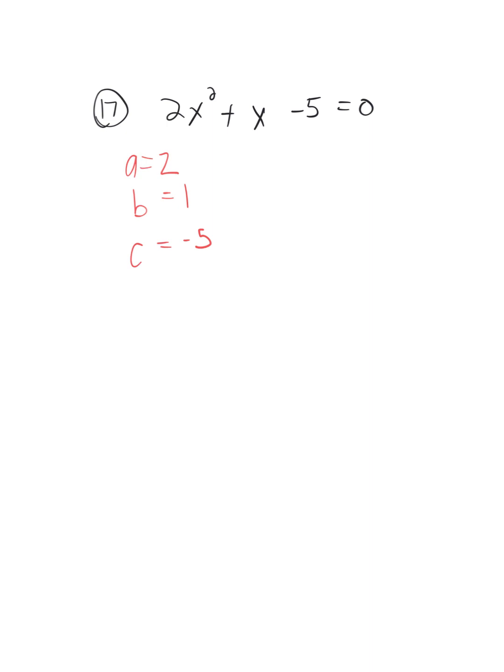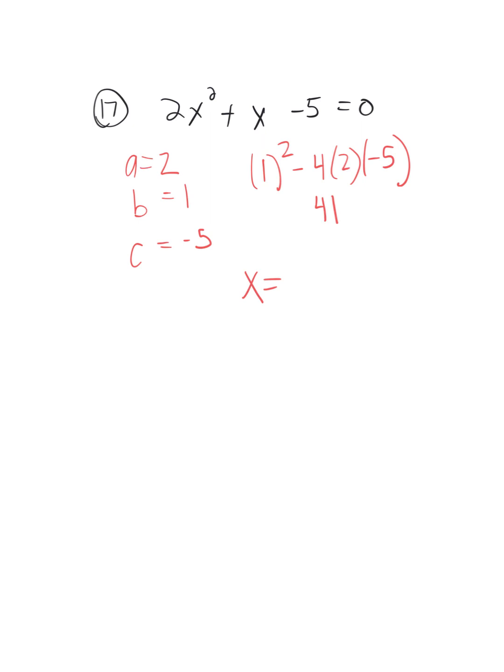So a is 2, b is 1, c is negative 5. We're going to do b squared minus 4 times a times c to figure out the discriminant. Let me get that in my calculator. So 1 squared minus 4 times 2 times a negative 5 is going to give us 41. A positive discriminant tells us keep going, that we're going to have two solutions.